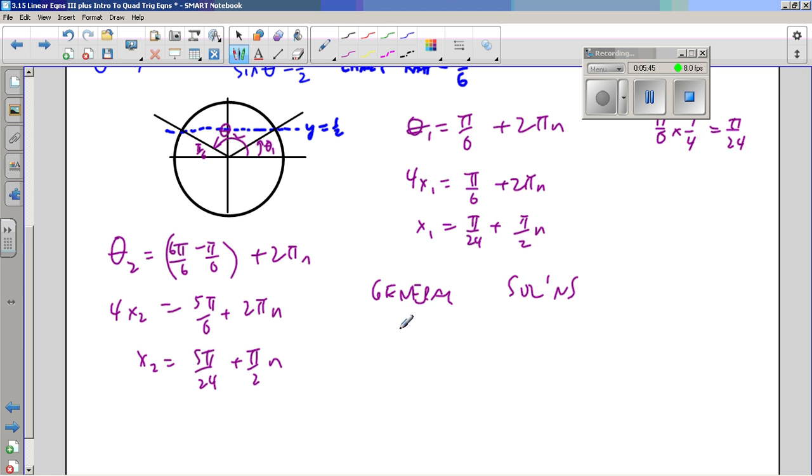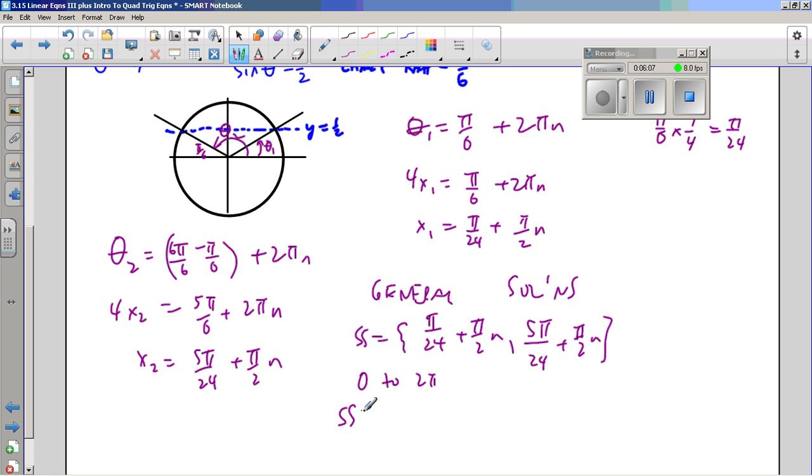And my general solutions, I'm just going to copy them here. The solution set is pi over 24 plus pi over 2n, and the second solution, 5 pi over 24 plus pi over 2n. And now where are my specific solutions? Remember, I want to go 0 to 2 pi, so certainly this first one. And then I have to start adding pi over 2's.